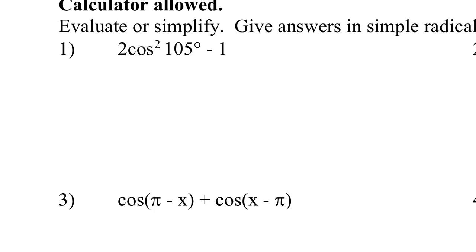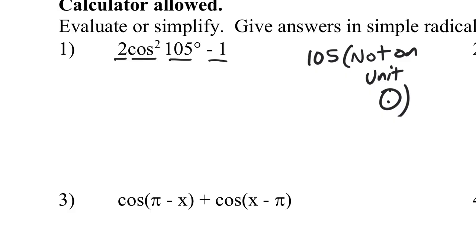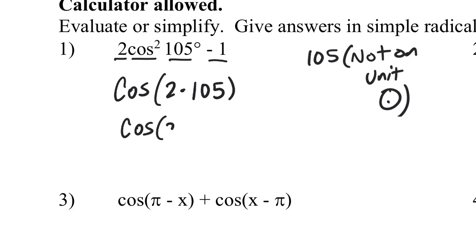All right, so here we want to be able to recognize what's happening. We have 2 cosine squared of an angle minus 1. One thing I notice is the angle 105 is not on the unit circle. So I'm thinking about other ways to get to 105. Well, as I look at this, 2 cosine squared minus 1, that is a double angle. So we can rewrite this as the cosine of 2 times 105, which is the same as the cosine of 210.